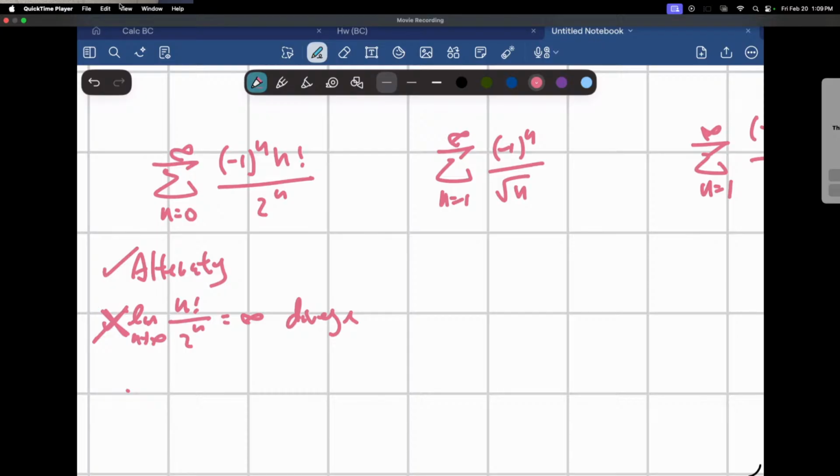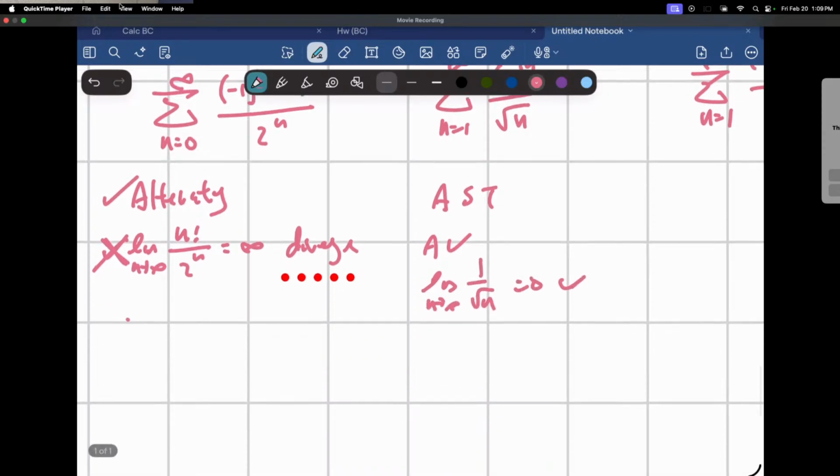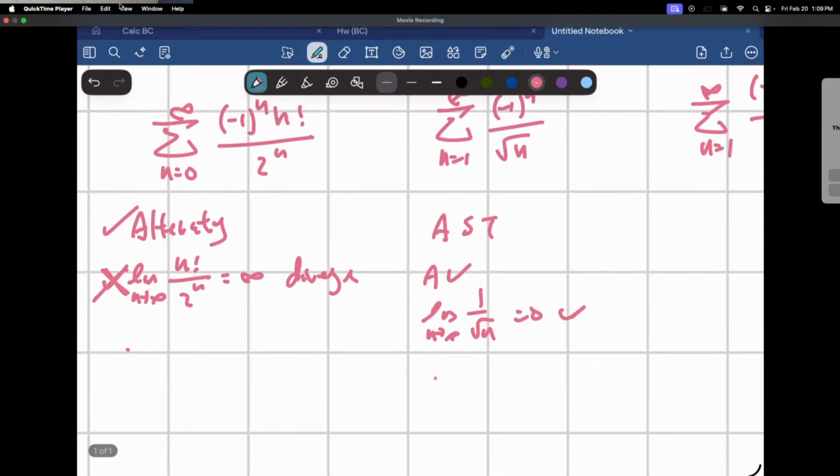Now for this one, you can say, oh yeah, I can do the alternating series test, AST. AST says what? A is correct. And the limit as n approaches infinity of 1 over square root n is equal to 0, which is also correct. And the last one is 1 over square root of n plus 1 is less than 1 over square root n. That's also true. So this is a convergent series.